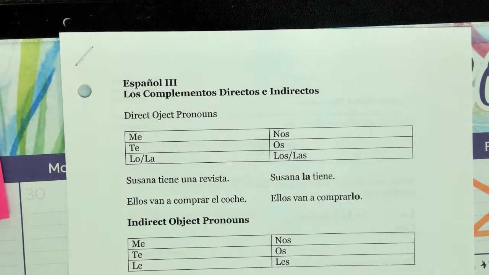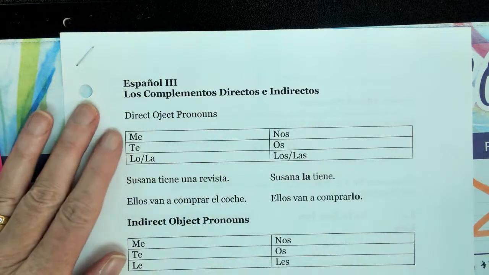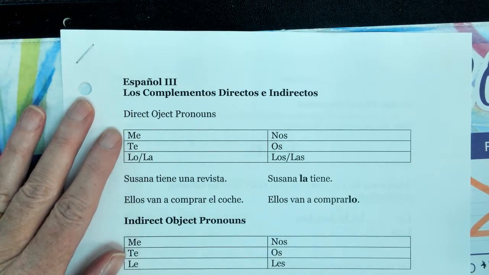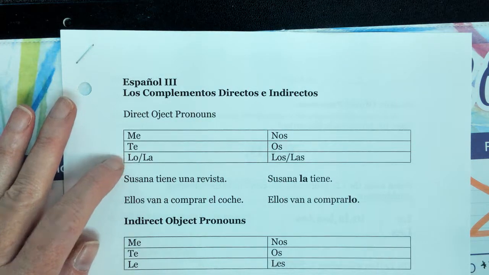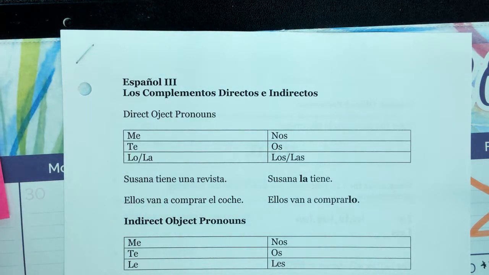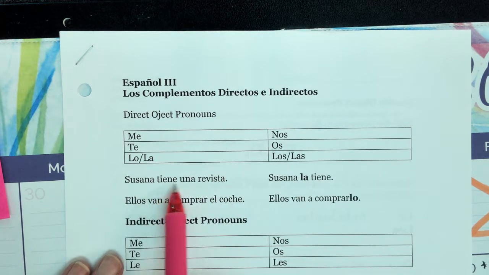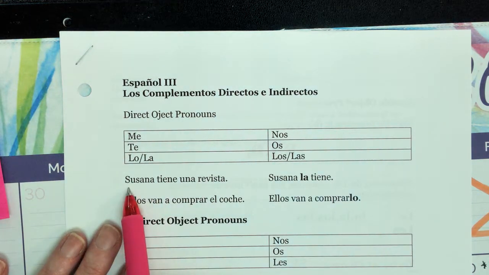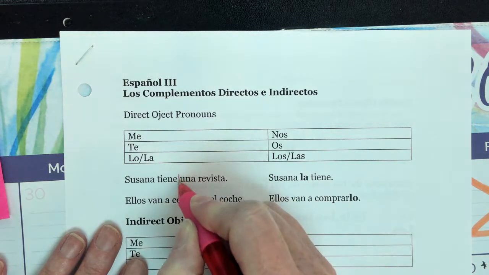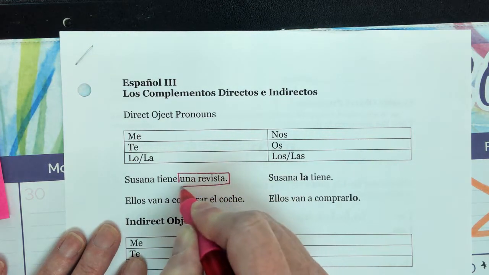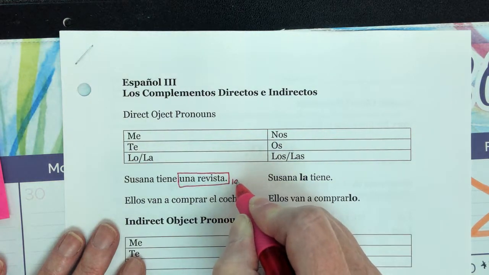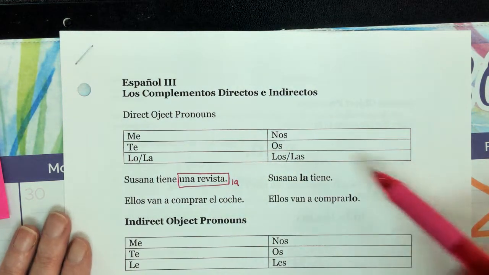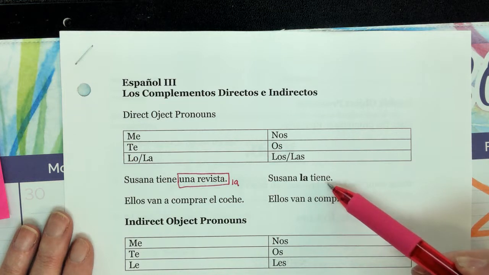Un repaso primero. Ok, los complementos directos son me, te, lo, la, nos, os, los, las. Entonces, Susana tiene una revista. Susana tiene ¿qué? Una revista. Una revista podemos usar la. Entonces, Susana la tiene.